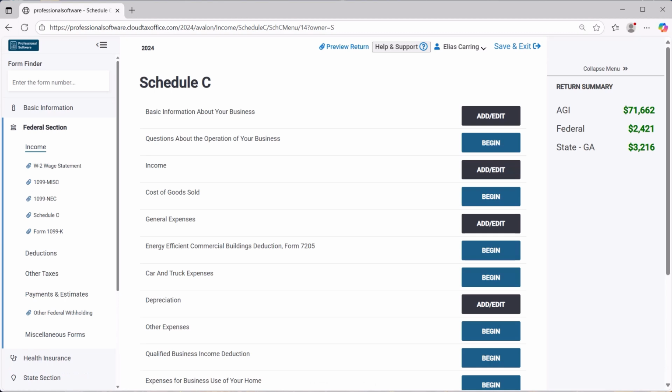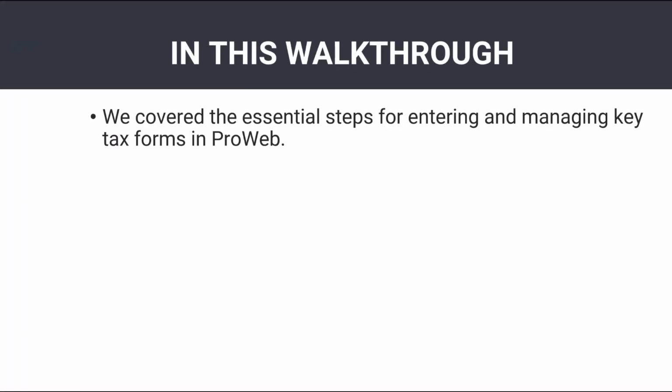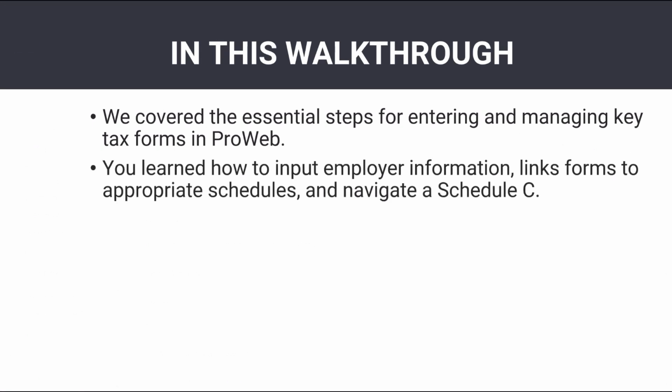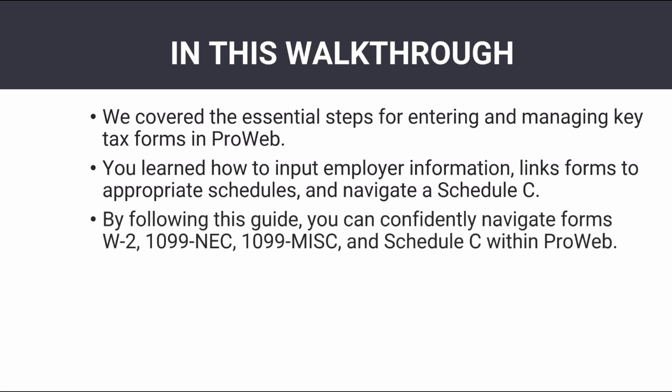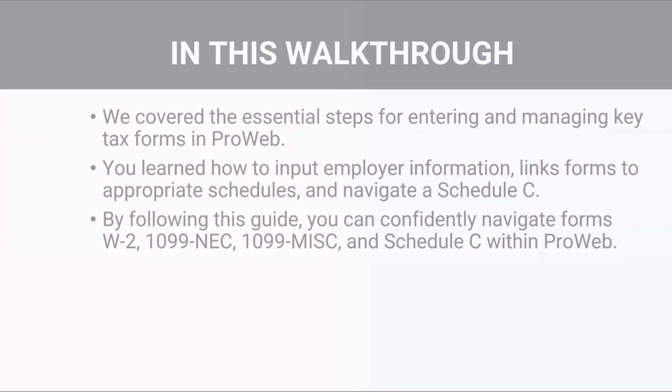Before saving the Schedule C, be sure to review the other menu options listed and enter any information that is relevant for your taxpayer. In this walkthrough, we covered the essential steps for entering and managing key tax forms in ProWeb. You learned how to input employer and recipient information, link forms to the appropriate schedules, and navigate income, expenses, and depreciation entries on a Schedule C. By following the steps outlined in this guide, you'll be equipped to accurately and confidently navigate the entries of Forms W-2, 1099 NEC, 1099 MISC, and Schedule C within ProWeb.